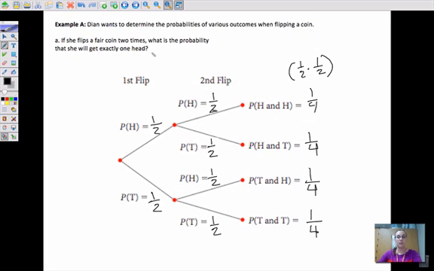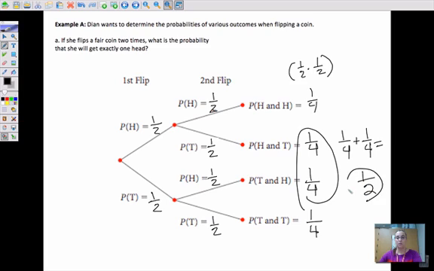What is the probability she'll get exactly one head? Well, that's these 2 outcomes. So that's 1/4 plus 1/4, which is half of the time she'll get one head.